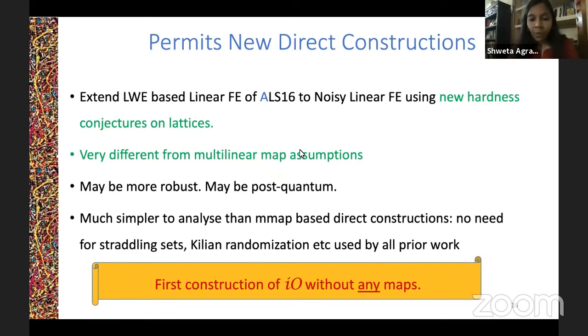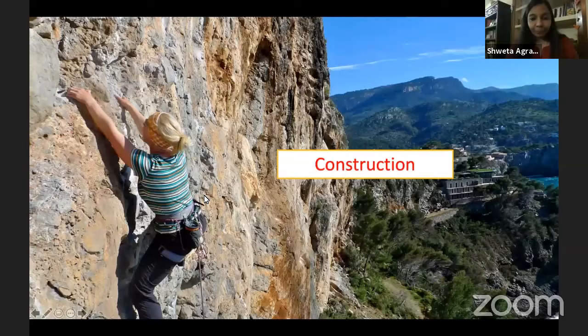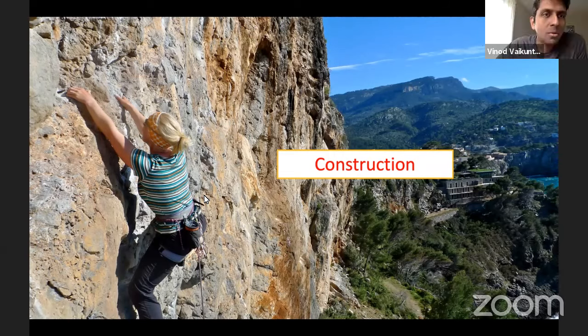And what's cool is that this yields the first construction of IO using no maps at all. So no multilinear maps, not even any bilinear maps, pure lattices, which makes me happy. Of course, we have to hope that it's secure. We'll talk about that. All right, so let's look at the construction. So before that, are there any questions? There is one question you can look at in the screen.